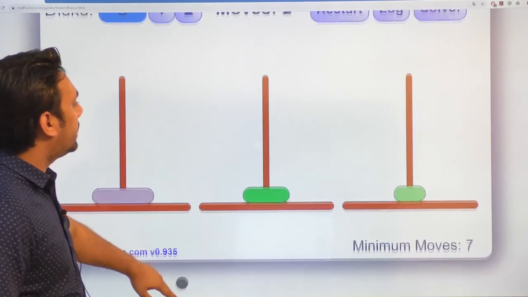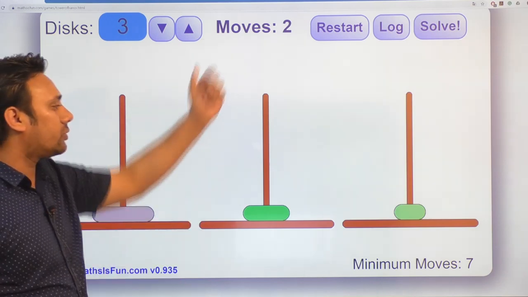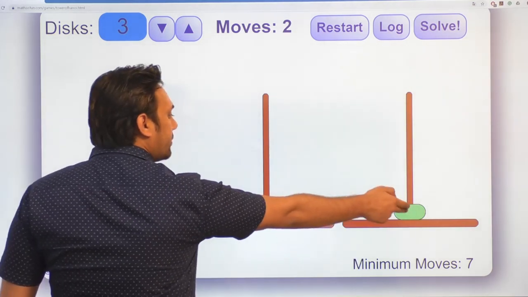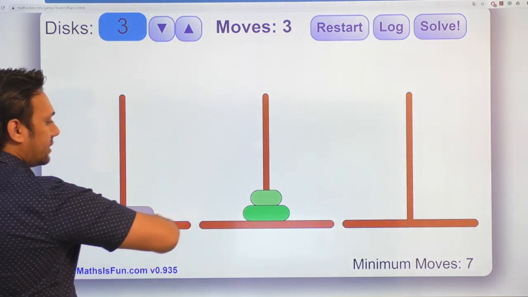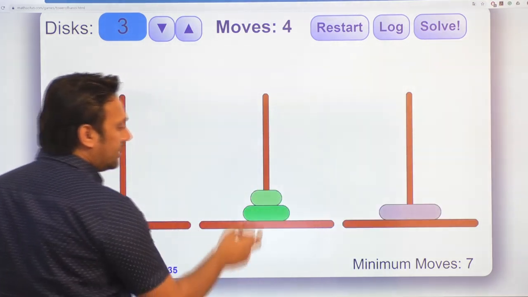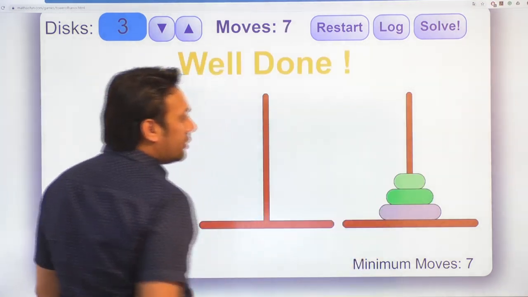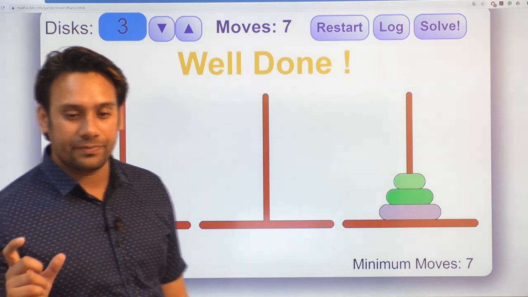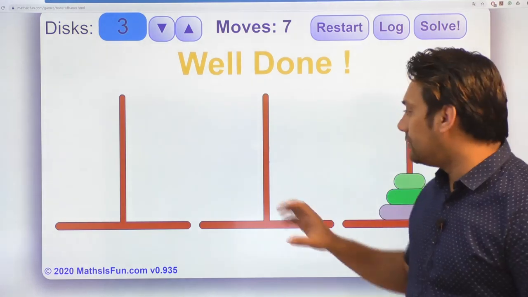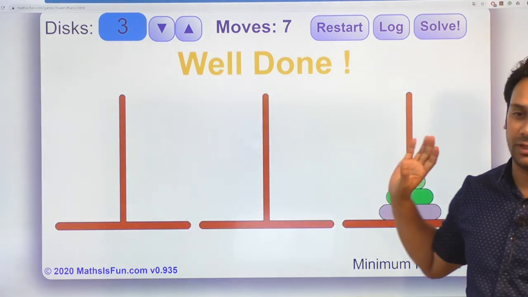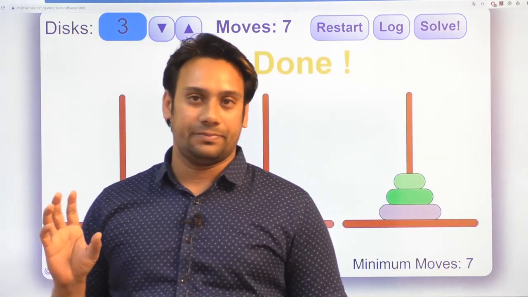Anyways, let's do it this way. Here we have the number of moves. We have done a total of 2 moves. Then you can take this plate from here and place it on the second tower. Then you can place the third plate on the third tower. This is the most efficient way to move all three plates from the first tower to the third tower, correct?